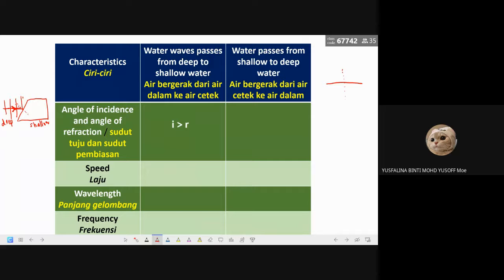Okay, right. So here from deep to shallow, it means it enters from the less dense to denser, right? The deep area is less dense, the shallow area is denser. So for this one, will it be refracted away or refracted towards the normal? Anyone want to try whether it's refracted away or refracted towards?